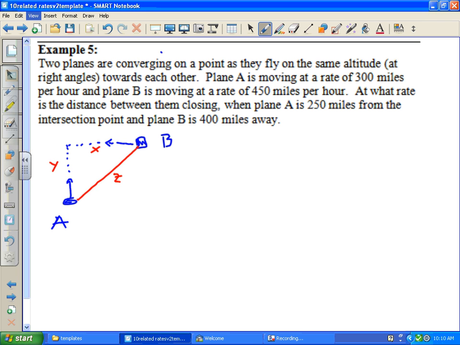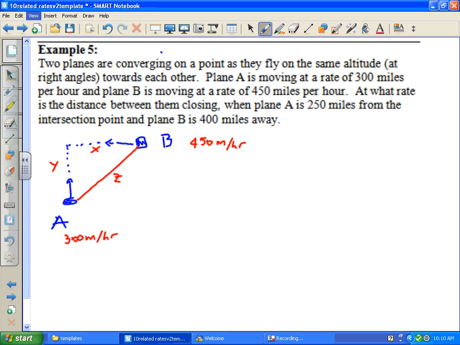I'm going to make a note of a few things that are given here. Plane A is moving at a rate of 300 miles per hour, and plane B is moving at a rate of 450 miles per hour. And they want to know the rate at which the distance between them is closing at a certain moment in time.